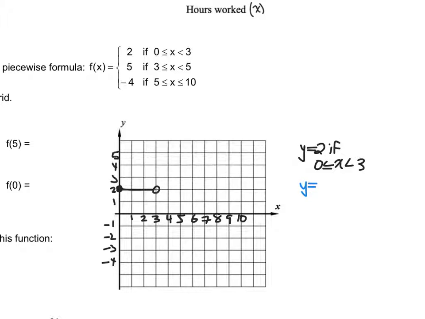Then the line y equals 5 if we're going from 3 to 5. So closed circle on the 3, open circle on the 5. And the last one, y equals -4, only happens between 5 and 10. Closed circles on both ends.